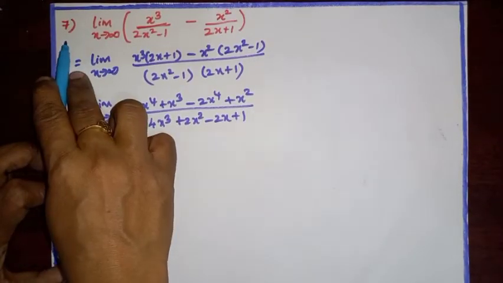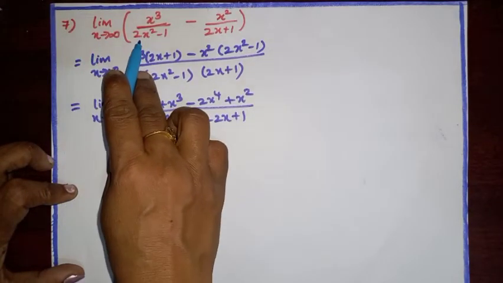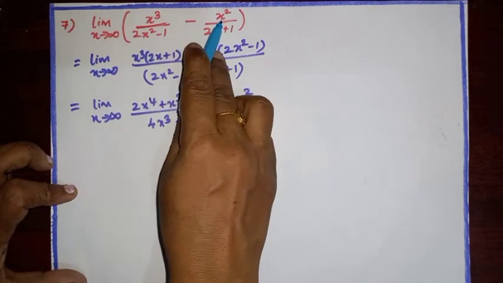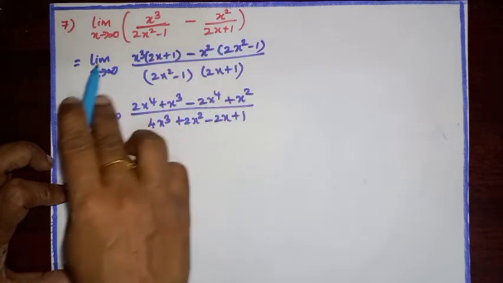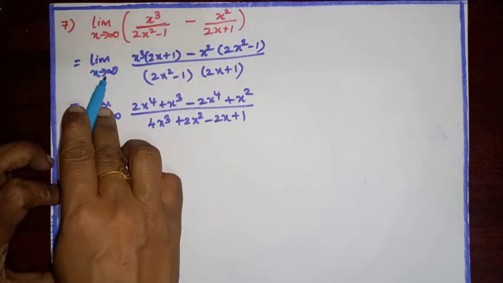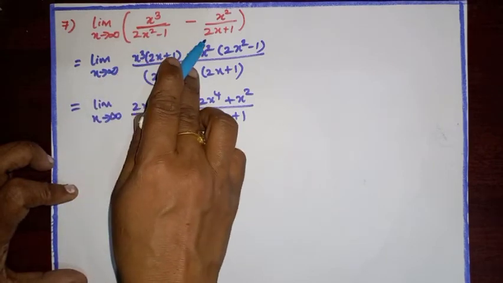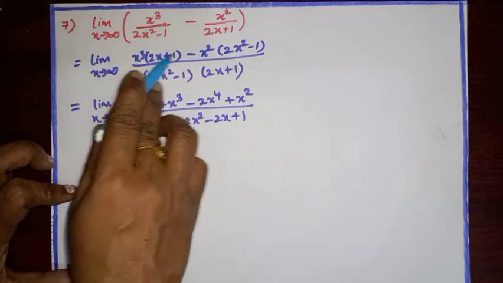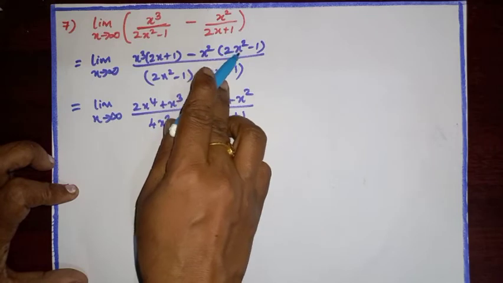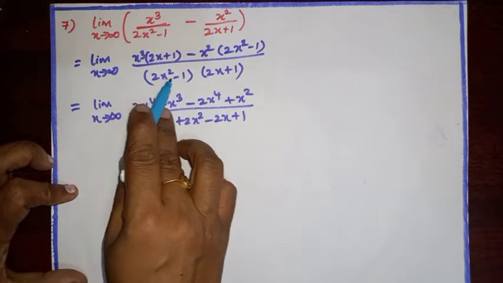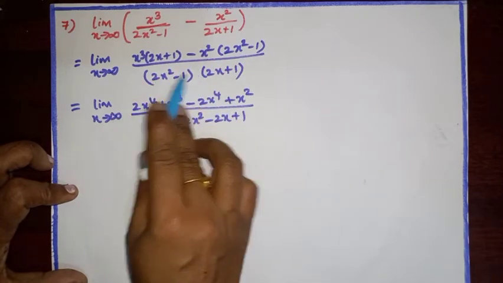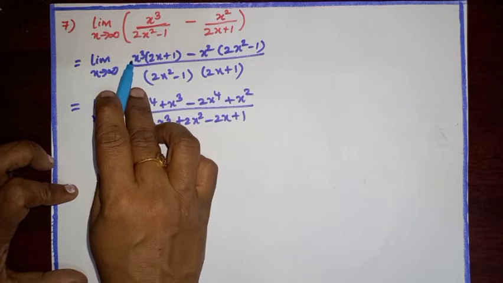Sum number 7. Limit x tends to infinity, x cube by 2x square minus 1 minus x square by 2x plus 1, which is equal to limit x tends to infinity. Now I am going to take LCM. x cube into 2x plus 1 minus x square into 2x square minus 1, by 2x square minus 1 into 2x plus 1. Now I am going to multiply inside.